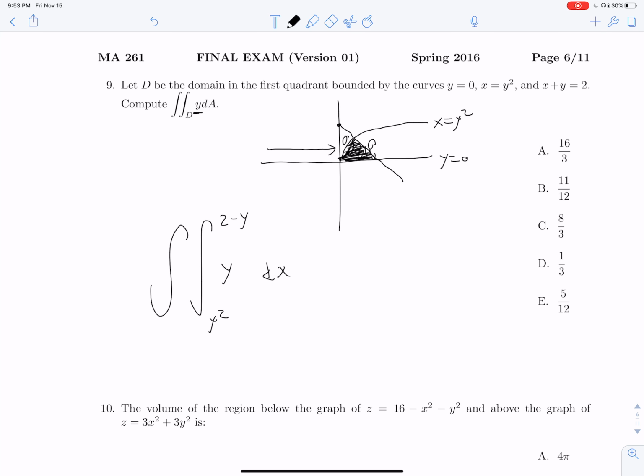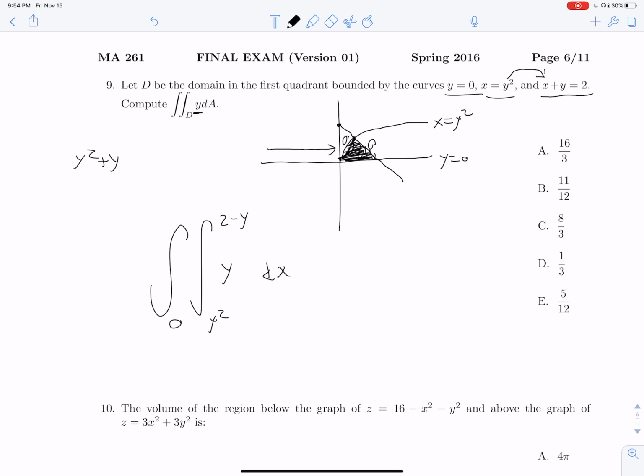And as far as y goes, we know that the minimum bound for y is 0, as stated right here, and the maximum bound will be the intersection here of our functions, x equals y squared and x plus y equals 2. So setting those equal, by the fact that there's an x in each of them, we can replace x with y squared. Just plop that guy in there, and we get y plus y squared equals 2.